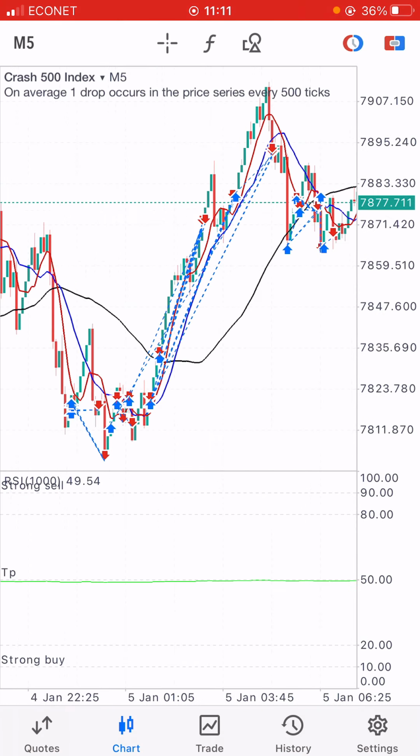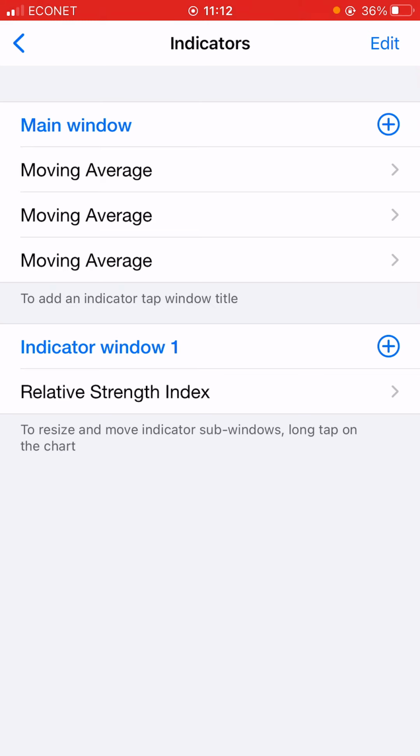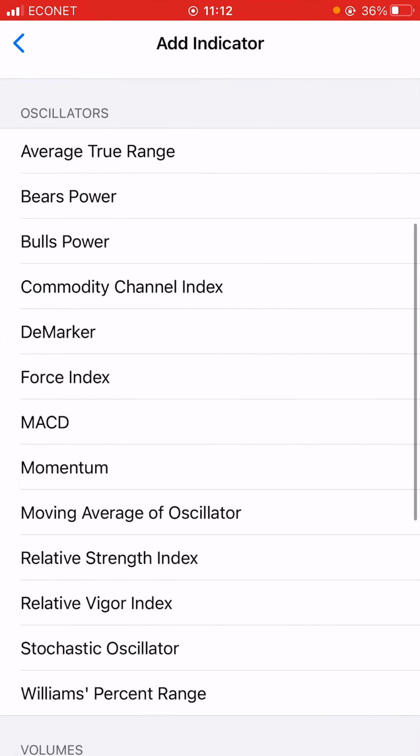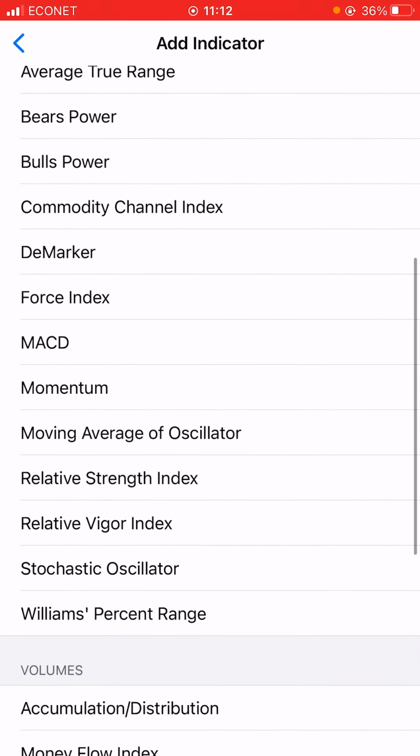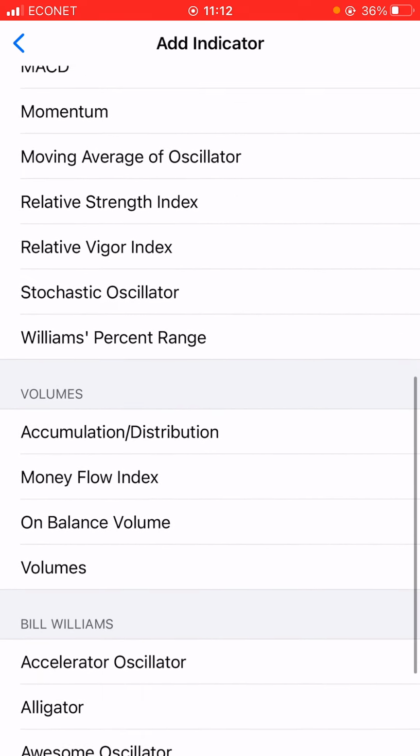Now I have an RSI running through my charts, and then I also want to install the next indicator. This time make sure that that indicator is under the indicator window 1. Don't create another indicator window, or don't place this indicator on your main chart. So make sure you click the plus sign, which is in line with window 1, something like this. And I want to install what we call Bollinger Bands.